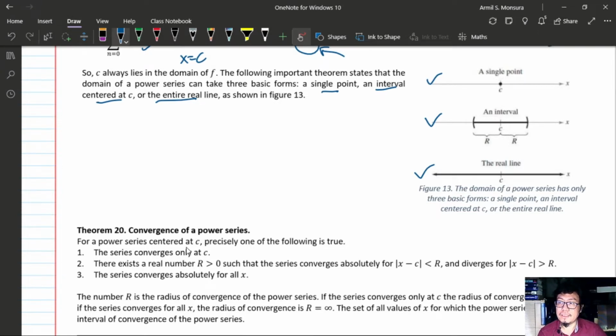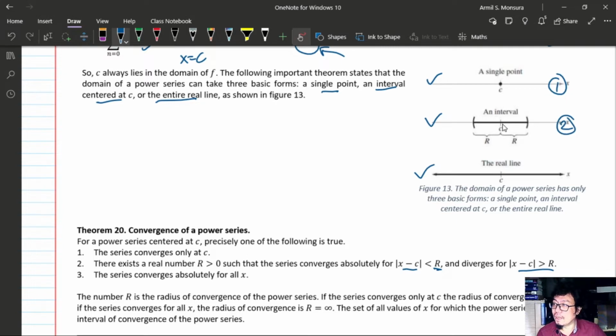For a power series centered at c, precisely one of the following is true. Number one, the series converges only at c. So that's the first case. Number two, there exists a positive real number R such that the series converges absolutely for |x minus c| less than R, and diverges for |x minus c| greater than R. So that's the second stipulation.